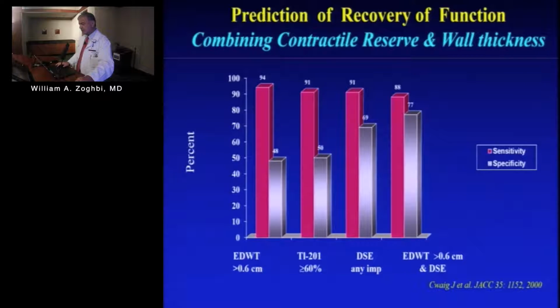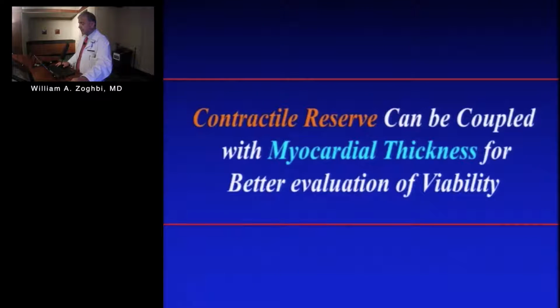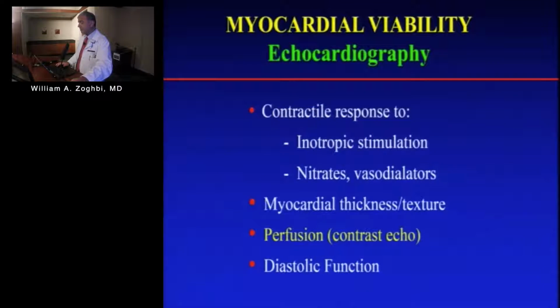And this is data from our institution, again, looking at wall thickness. So if you have a normal thickness of the myocardium, your sensitivity is high, specificity is low for recovery of function, almost similar to nuke. And DSE, any improvement? So if you combine wall thickness and a DSE, obviously you'll improve your predictive accuracy for looking at this. So contractile reserve can be coupled with thickness of the myocardium to hopefully better evaluate myocardial viability.